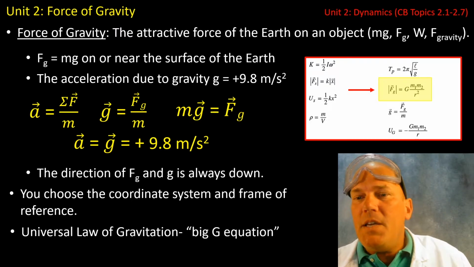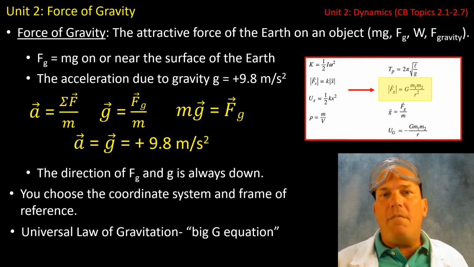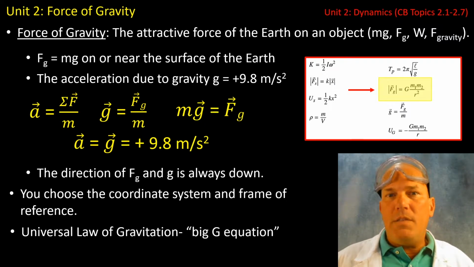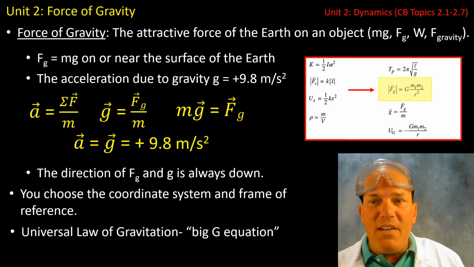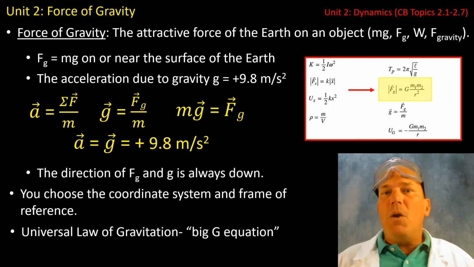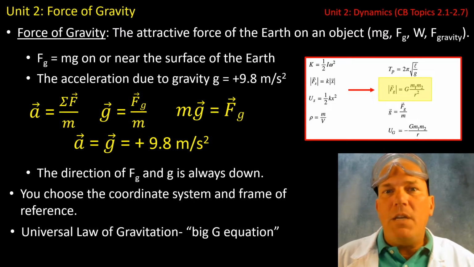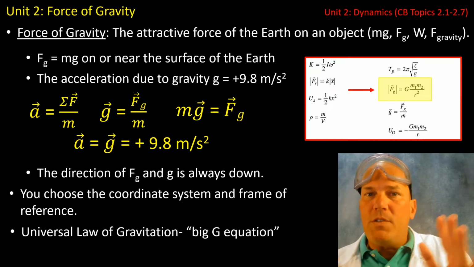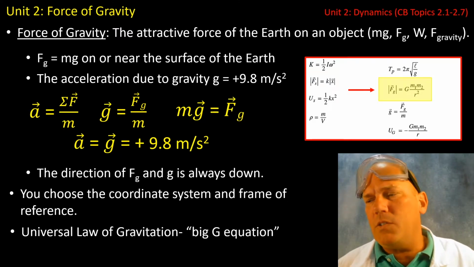But if you see here, we have the absolute value of the force of gravity, and that is equal to this constant big G. Now, that is a positive constant. Again, you'll learn about this later. And then that is multiplied in the numerator by mass 1 and mass 2, which are positive values. In the denominator, you see r squared.